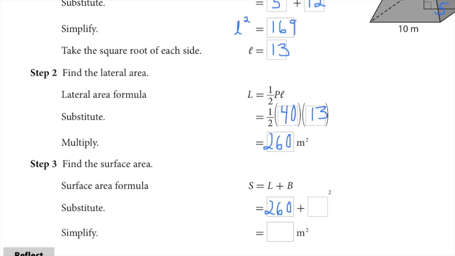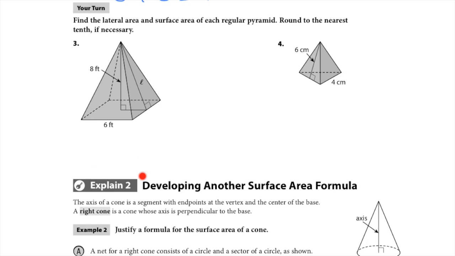Then to find the surface area, we're going to take that 260 and add in the base. It's a square with side of 10, so the surface area is 360. On the next page, these are your on-your-own questions for your turn. Please take note that I have put the answers for you again at the bottom in your copy. Make sure that you check those as we come into class tomorrow.